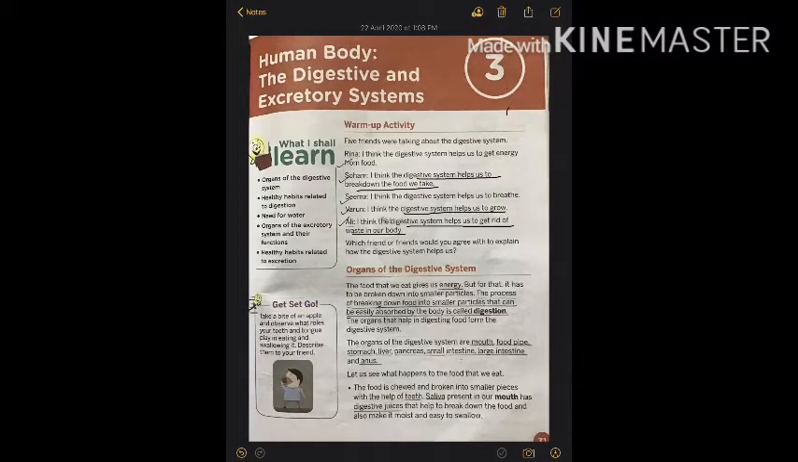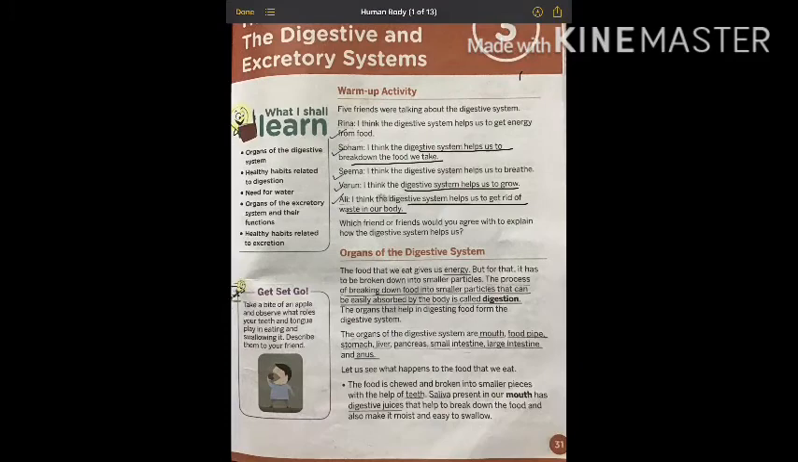All right students, moving ahead, let's learn about the organs of the digestive system. The main organs of the digestive system are mouth, food pipe, stomach, liver, pancreas, small intestine, large intestine, and anus. These are the main organs of the digestive system.